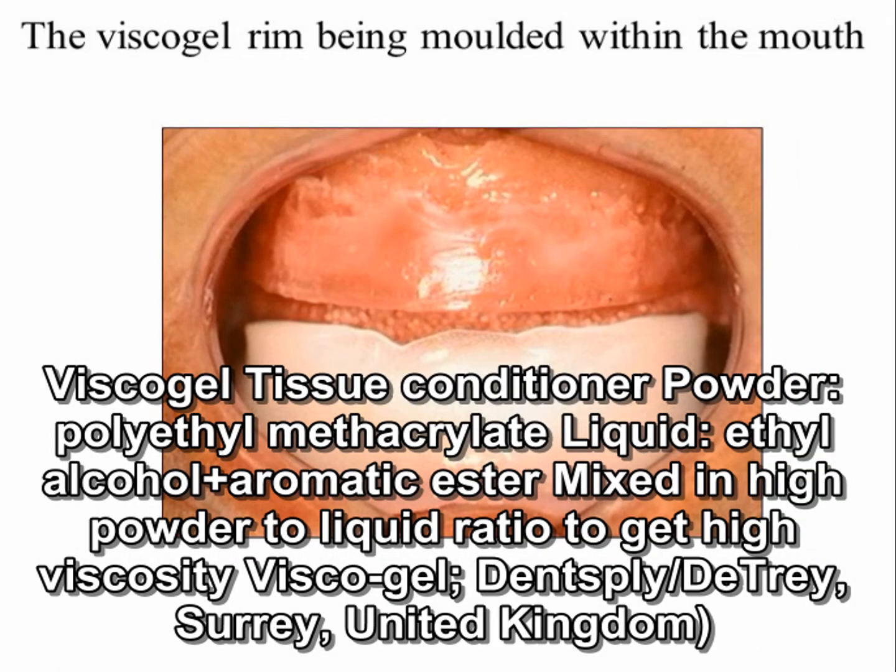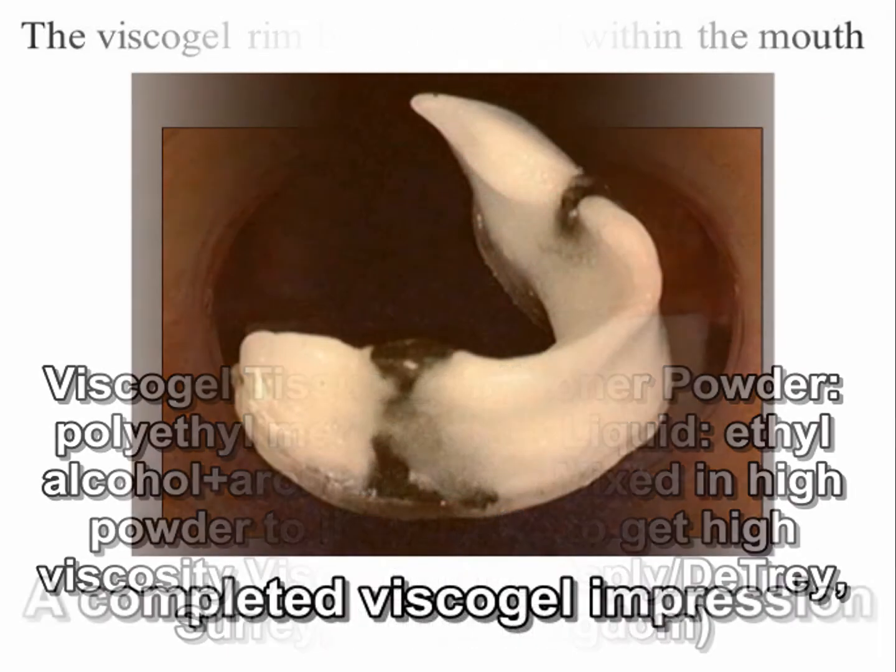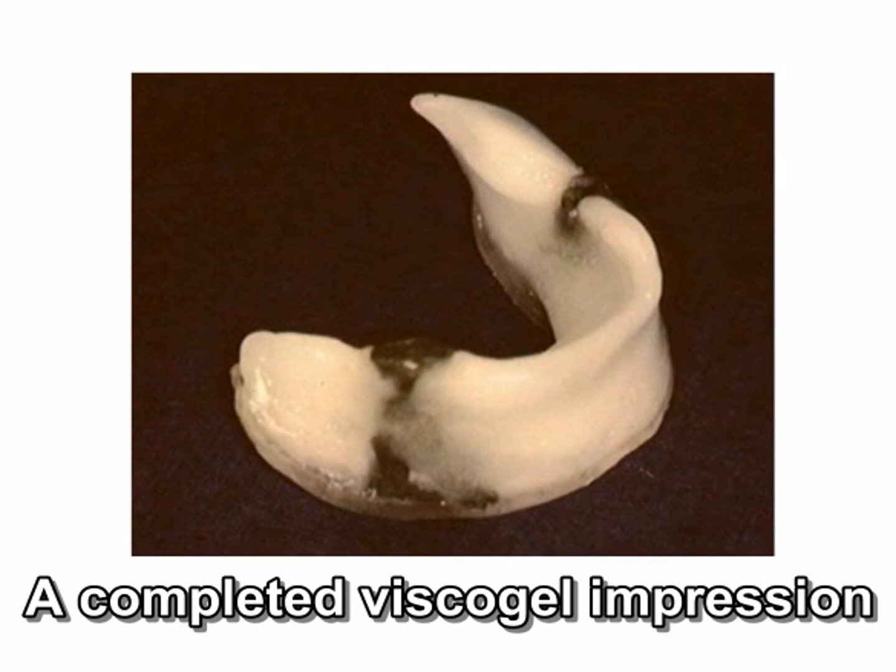The physical gel tissue conditioner is composed of powder, polymethyl methacrylate, and liquid, ethyl alcohol and aromatic ester, mixed in a high powder to liquid ratio to get a high viscosity physical gel. So the physical gel tissue conditioner can also be used to record the neutral zone, after we make compound pillars to preserve the vertical dimension of the patient. This is the physical gel tissue conditioner impression material molded for the patient according to his neutral zone.